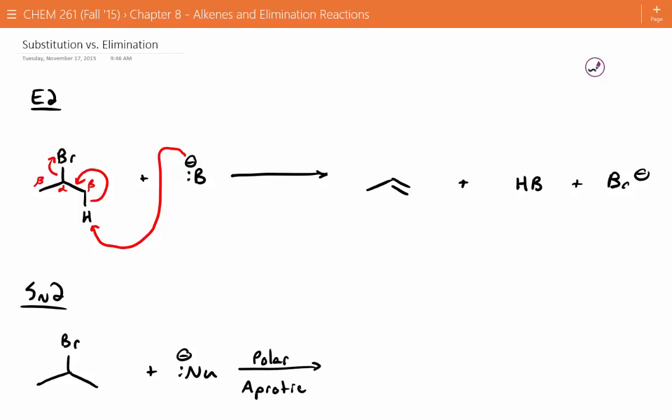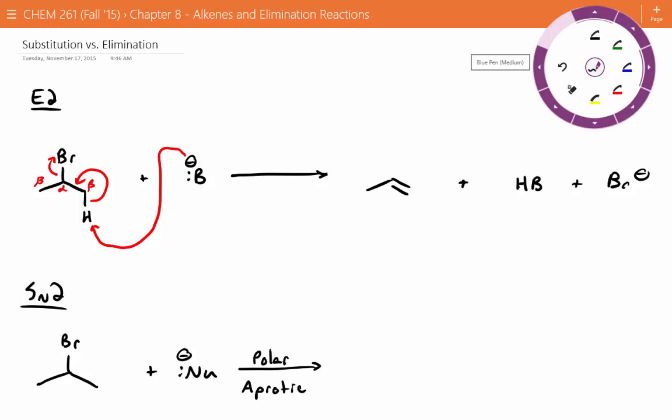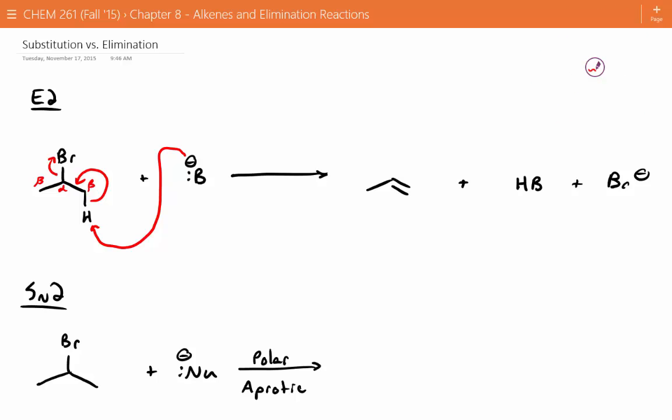In this case, a polar aprotic solvent, because it doesn't stabilize the nucleophile, will actually destabilize it and allow this to occur very readily. So with an SN2 reaction, we're going to have it do this backside attack and then kick off our bromine. So now we end up with our inverted product, but it doesn't really matter because it's achiral. And we end up with our bromine that's negative.